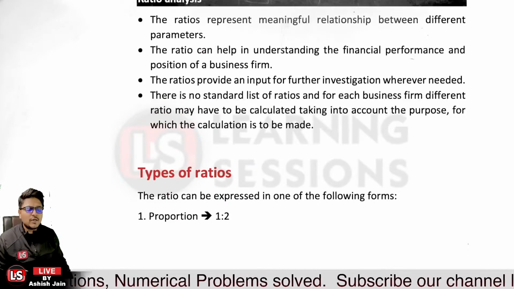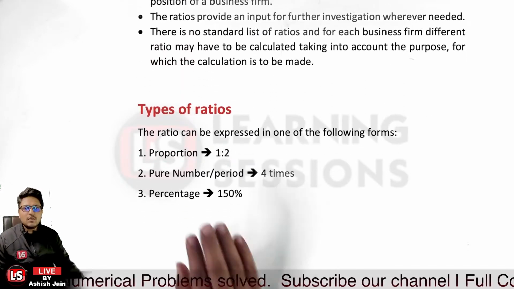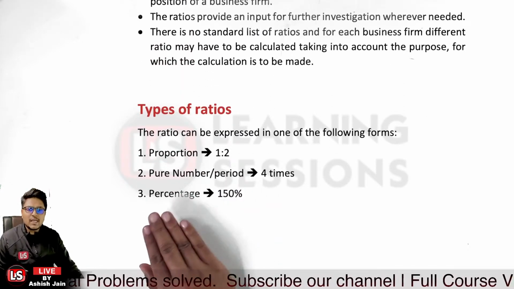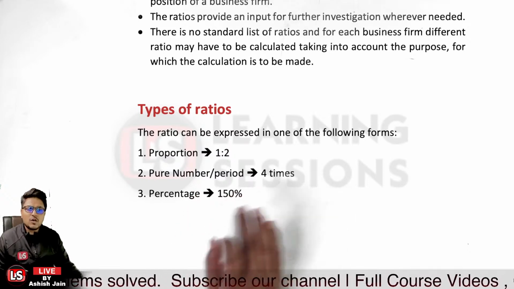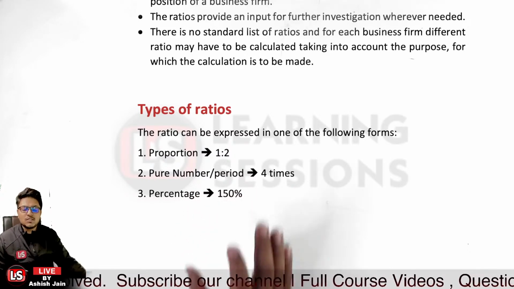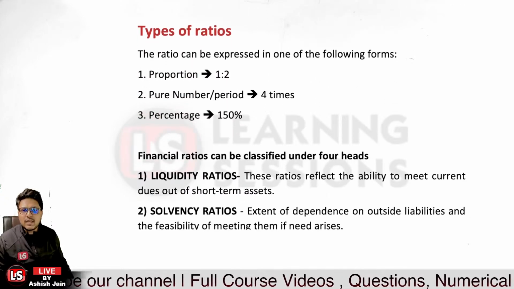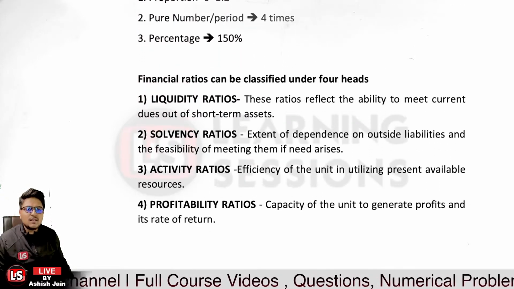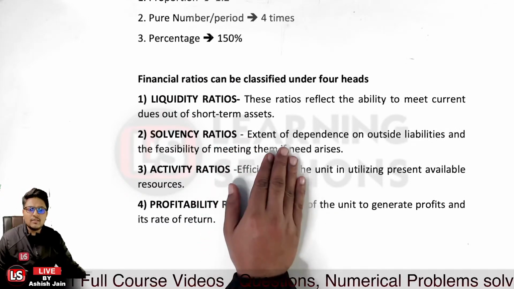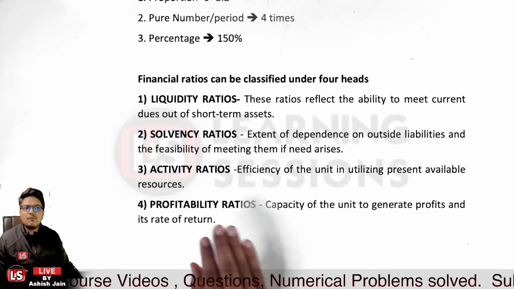Now let us have a look at the types of ratios. It can be in the form of a proportion, that is 1:2. It can be a pure number, like 4 times, or a percentage, that is 150%. So these all represent what? These all represent ratios. And how many types of ratios are there? These are basically classified as liquidity ratios, solvency ratios, activity ratios, and profitability ratios.